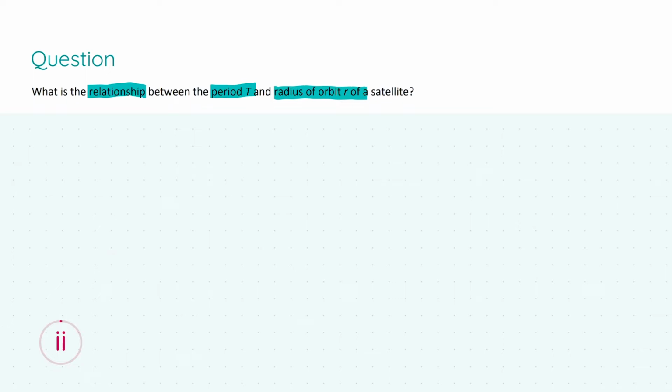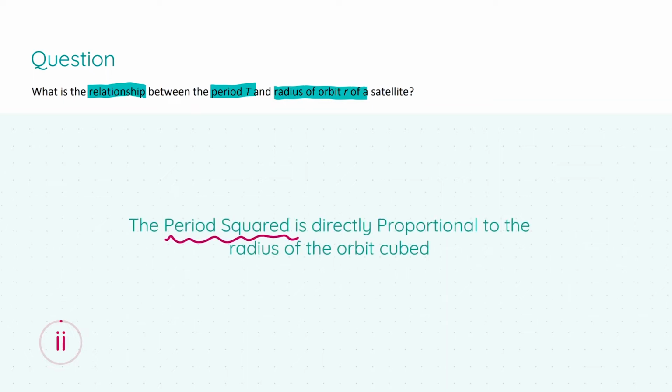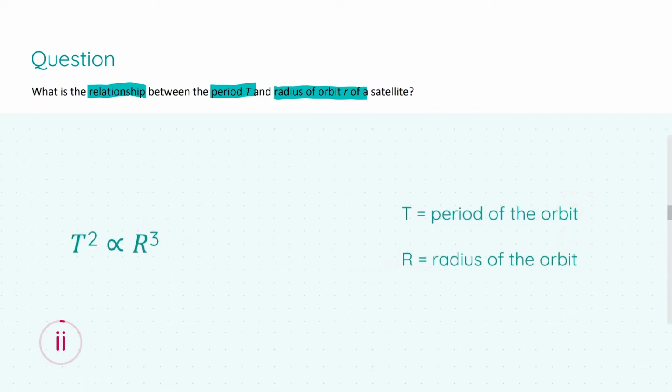The verbal description is as follows. The period squared is directly proportional to the radius of the orbit cubed, and that will get you 3 marks in full. For those of you more mathematically inclined, we're going to give the mathematical description of the relationship. And if you're talking about proportionality and you want to describe it using mathematical notation, you always have to include this symbol here. Again, the period squared is directly proportional to the radius of the orbit cubed.